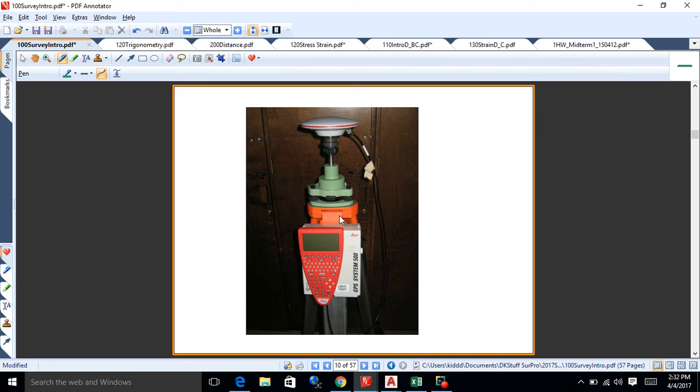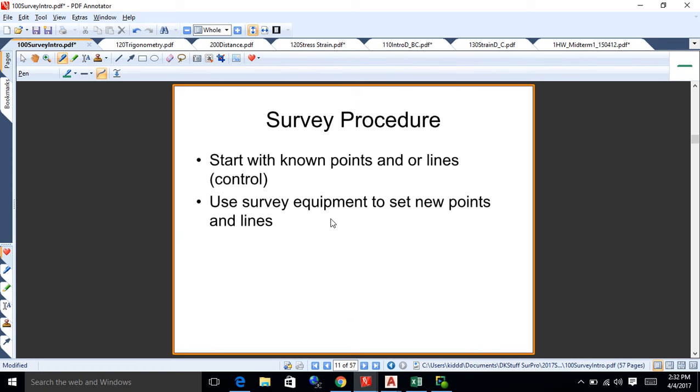Now the theory of this is you have to start off with a known point and some known direction, okay? And that's called your control. So if you're walking around town, sometimes you see these brass caps set in the ground. Those are control points. They're points of known location. Then you come off of those to set new points with survey equipment.